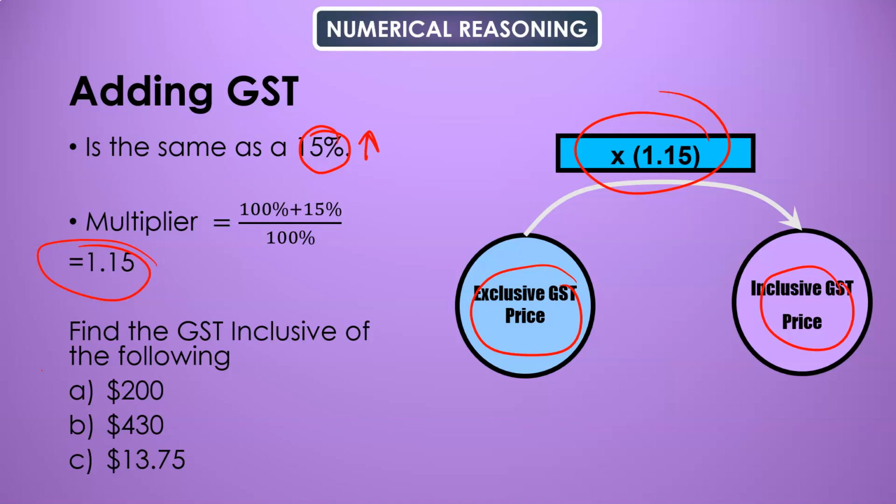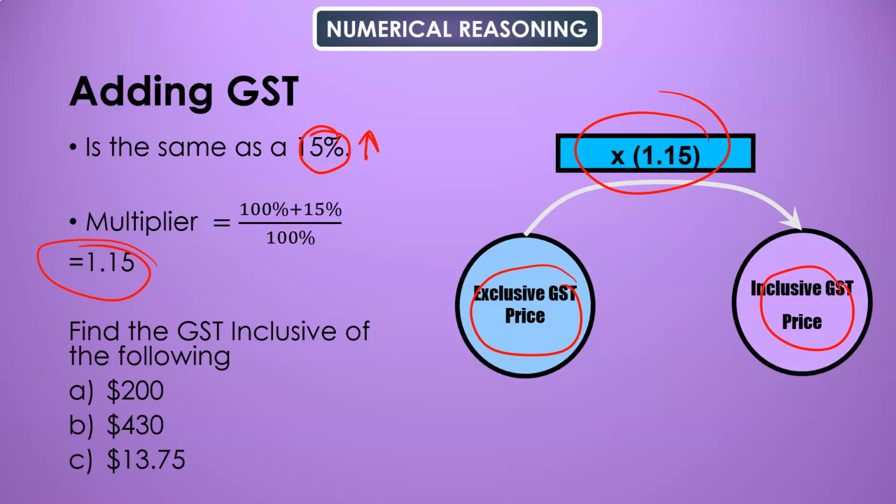Now this is slightly different from the previous increases we did where I gave you different percentages. With GST, it's always 15%. So because of that, in some questions, it may not tell you that it's 15%. So it is a number you need to remember.